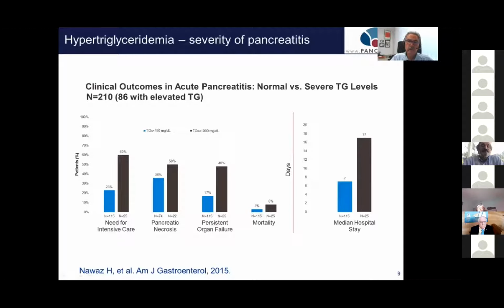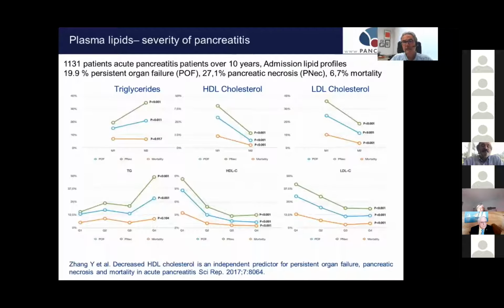So we not only have a risk factor for onset of the disease, we also have a risk factor for having a more severe disease if your triglyceride levels are up. This is a single center study of more than 1,000 patients from China. And they confirmed that either mortality or organ failure or necrosis are greater when triglyceride levels are up.